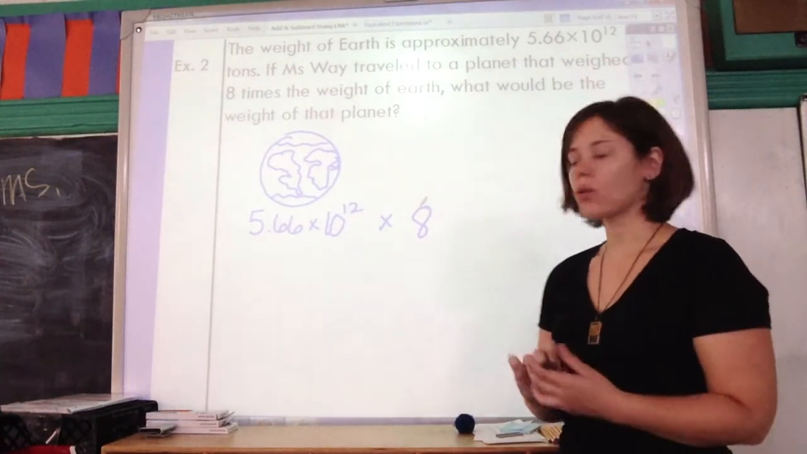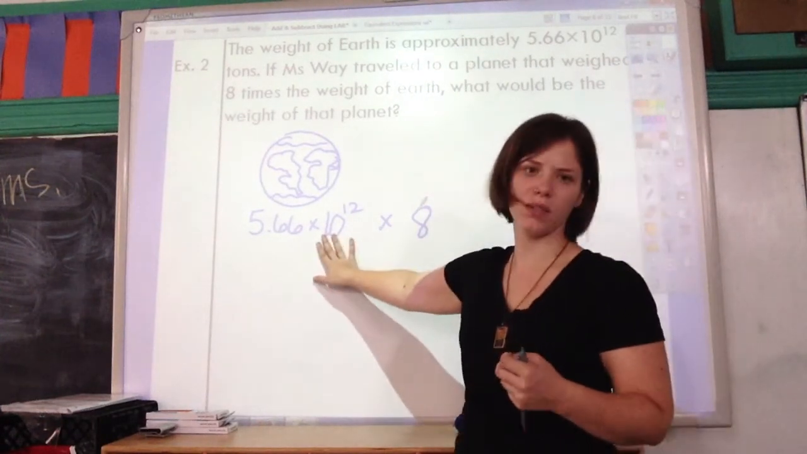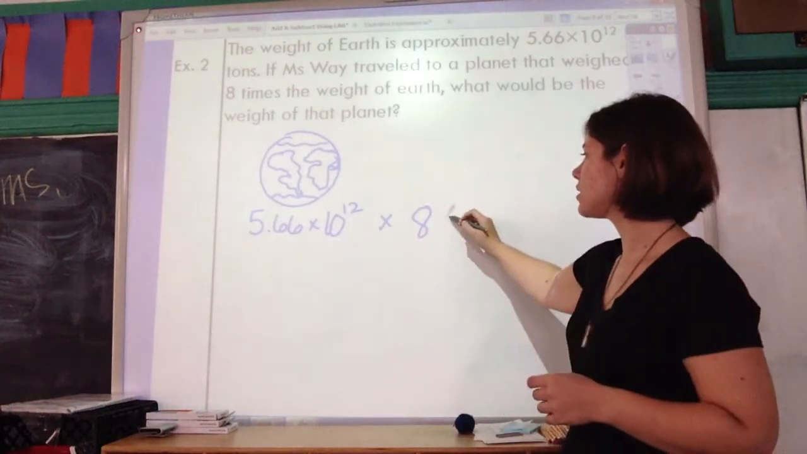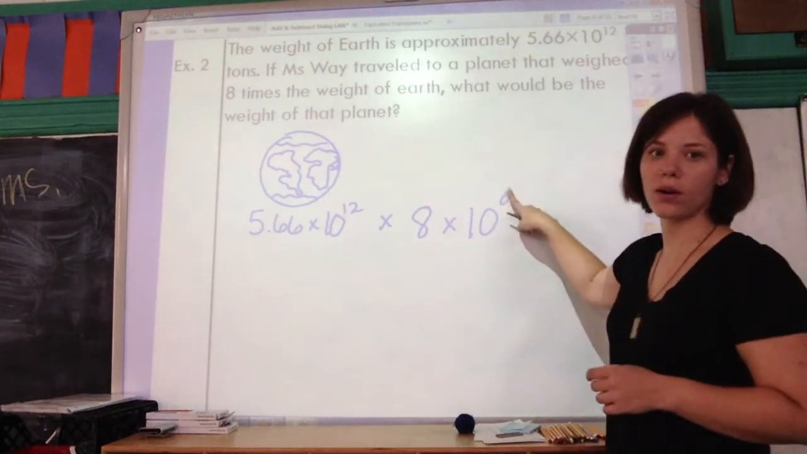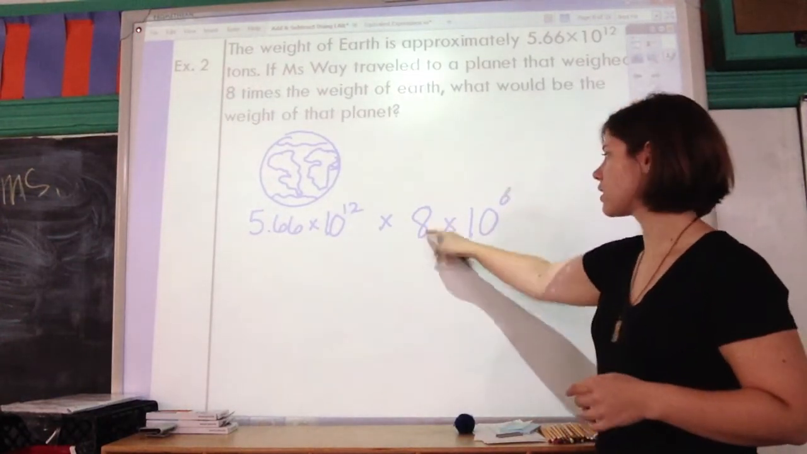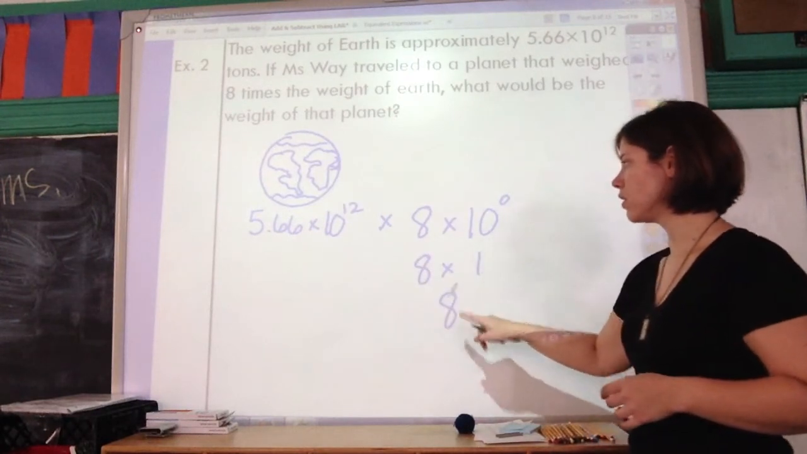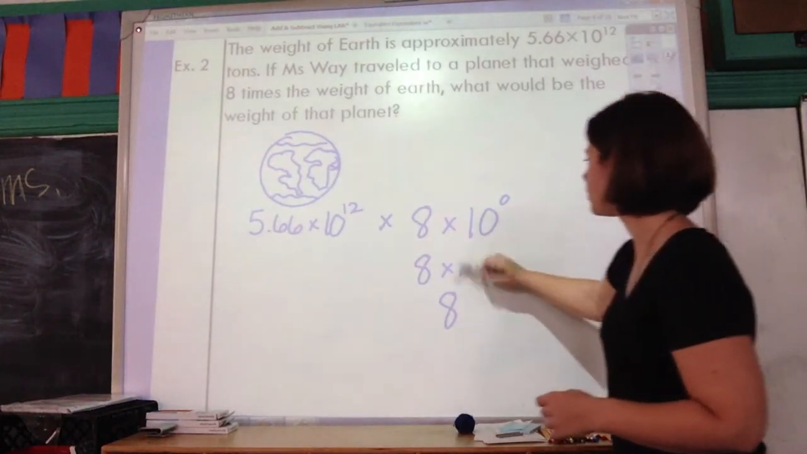Last week we worked on what to do if you have just a plain old whole number and then a number in scientific notation. What I always do is I rewrite this as 8 times 10 to the 0. Because 10 to the power of 0 is 1, so this is the same as 8 times 1, which is the same as 8. So this has the same value as just plain old 8.